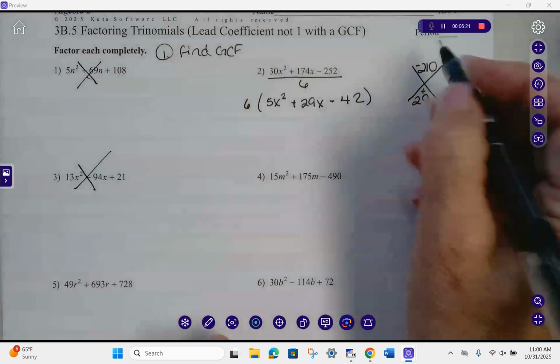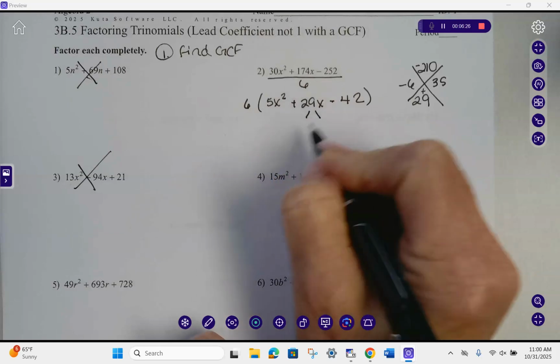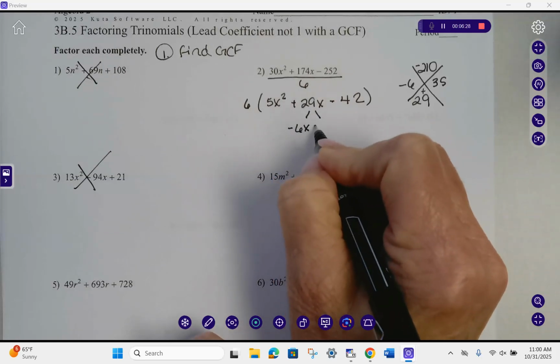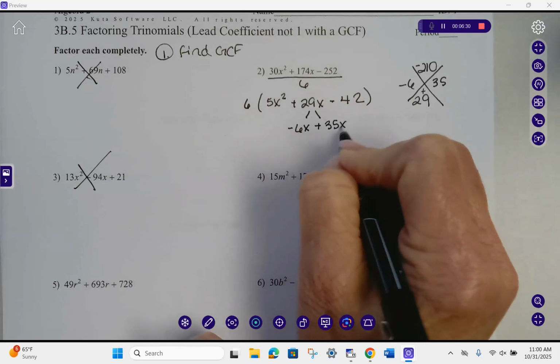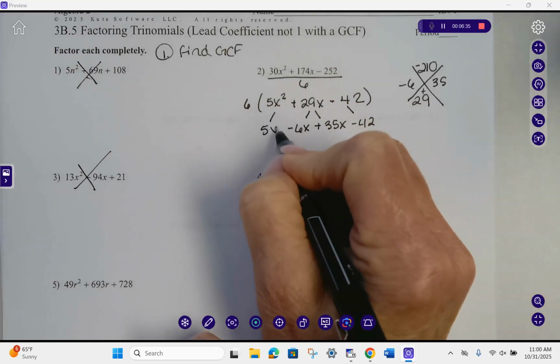All right, so -6 and +35. We're going to write that down here, and we're going to break our middle term down into a -6x plus 35x. Bring down our last term, bring down our first term.